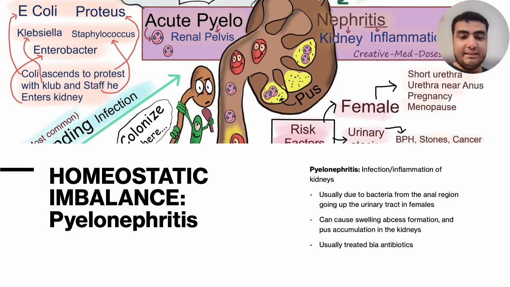One of the important things about the kidney, especially in terms of homeostatic imbalance, is pyelonephritis, which is basically inflammation of the kidney, and an infection might cause it. So it's important to know that it's especially common in females because of the close proximity of the urethra to the anal canal, and that could allow some of the GI bacteria to go into the urethra and ascend upwards and then eventually infect the kidney. This may cause, in severe cases, abscess formation and pus accumulation, and we usually treat it with antibiotics.